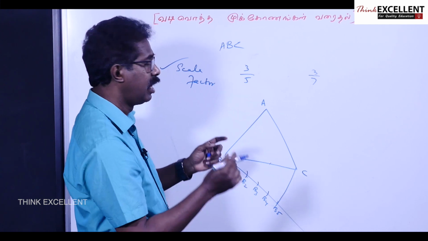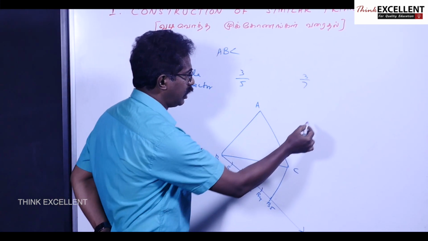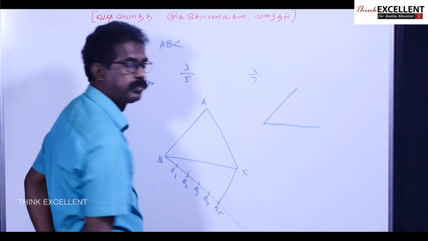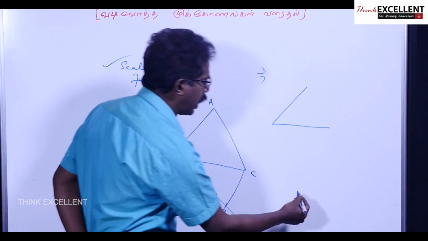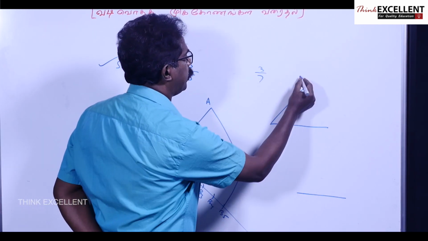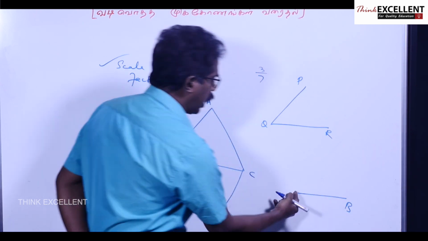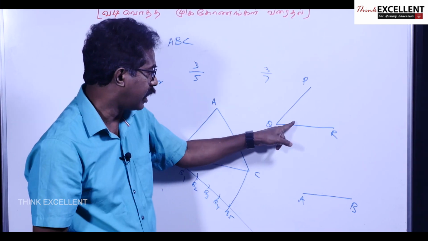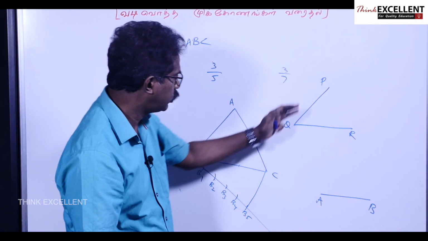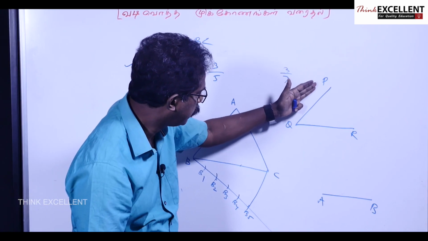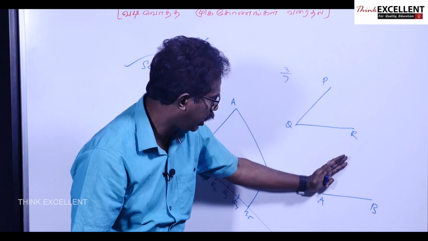Listen very carefully. How to make an angle? Suppose this angle PQR is given. At A, I want to make the same angle. Or in other words, you can say I need a line parallel to this PQ. For this, I want to draw a parallel line here.